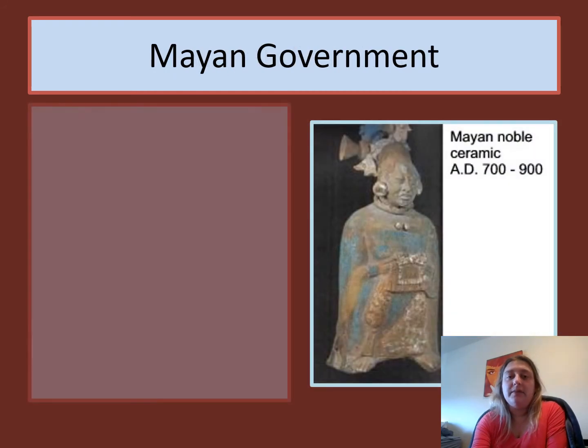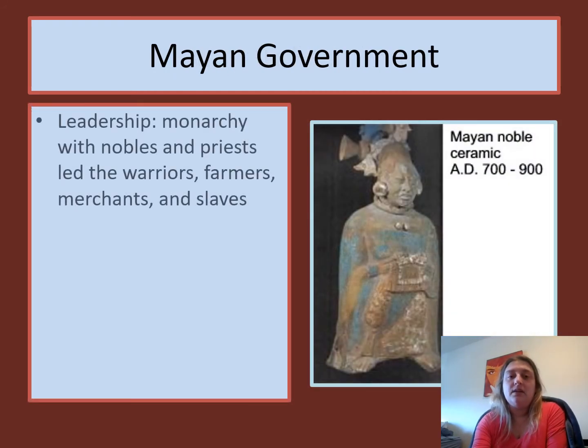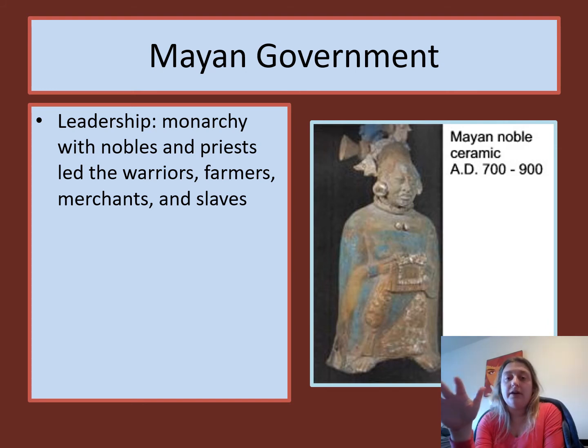The Mayan government. Again, we have that monarchy system, and we have the nobles and the priests. The monarchy, nobles and priests were the wealthy, important people. Then they would lead the warriors, farmers, and merchants. And then at the bottom were the slaves.